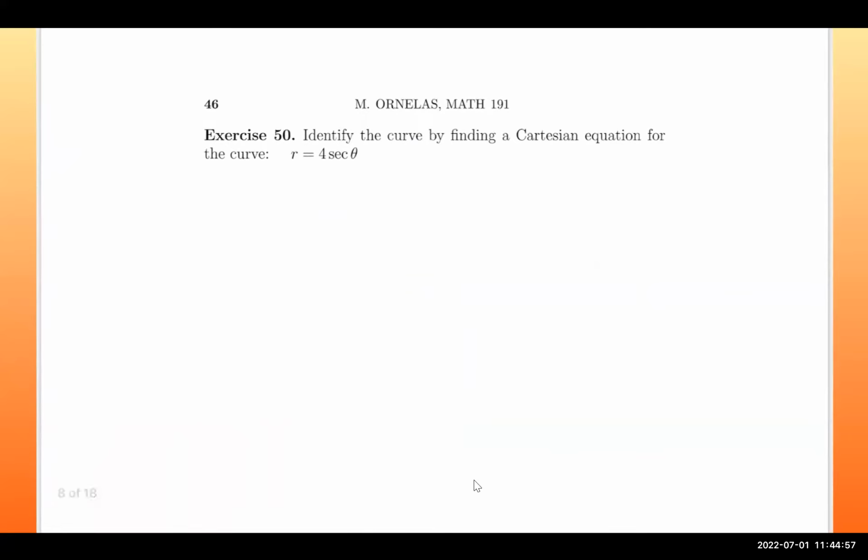All right, that does it for that part. Let's move on to the next problem. They want us to identify the curve by finding a Cartesian equation. So this equation's in polar coordinates. We need it to be in Cartesian, meaning x and y. So what we can do here is use the formula.